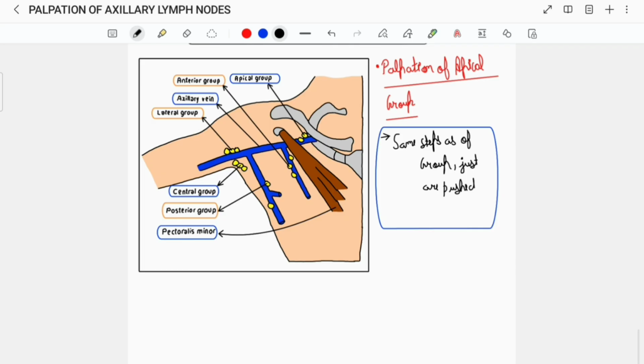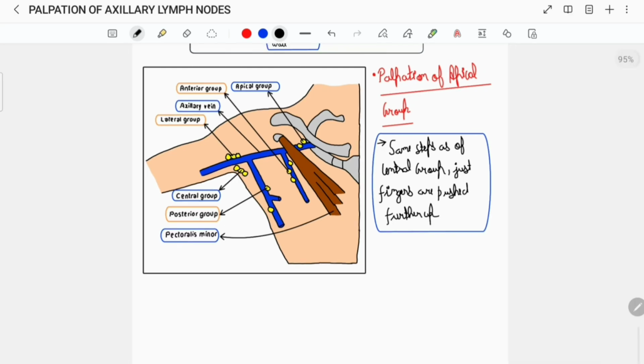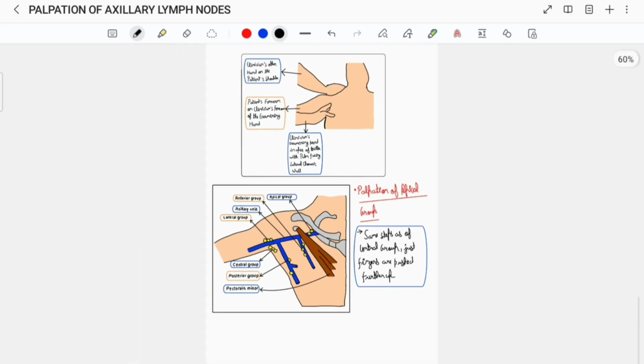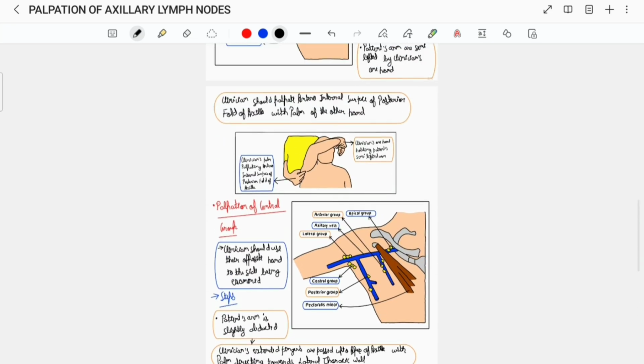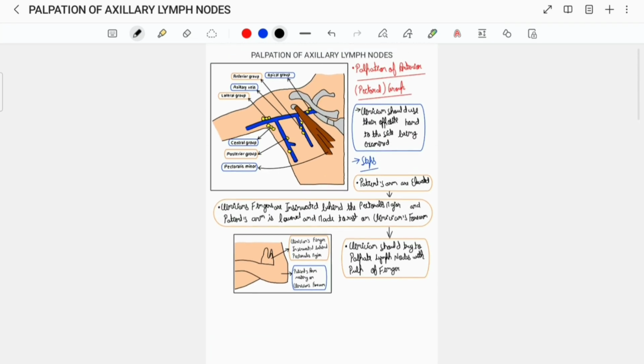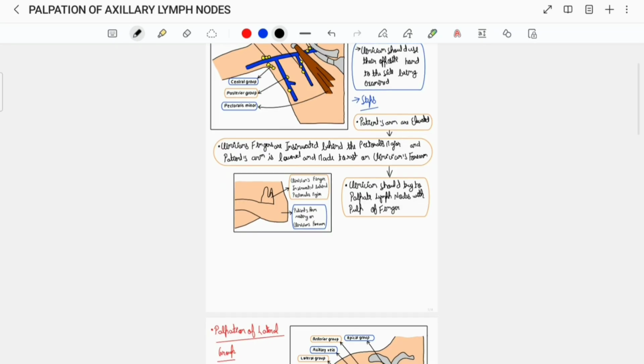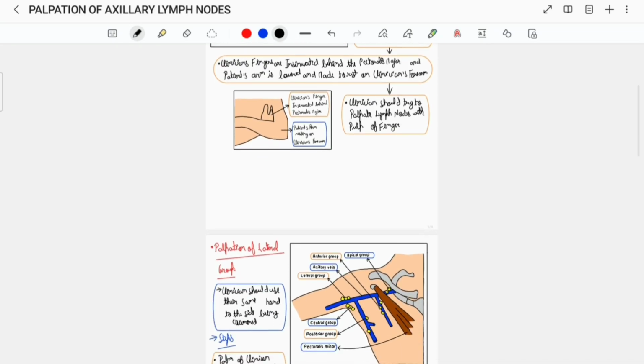To palpate the apical group of lymph nodes, the same steps as the central group of axillary lymph nodes are carried out, just the fingers are pushed further up. So this was all about palpation of axillary lymph nodes in brief. Here is the overview of what I have discussed.